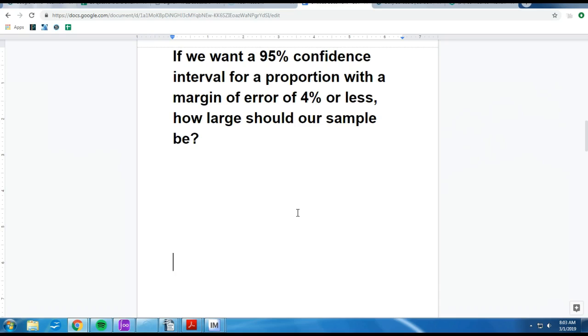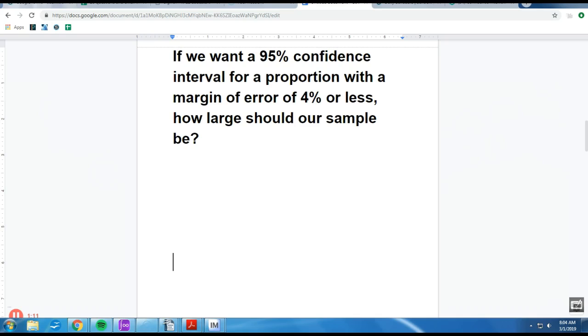So, first of all, with every problem we're doing now, are we working in means or proportions? Every problem we look at is proportions, right? It straight up says proportion in the problem, so hopefully you can figure that out.